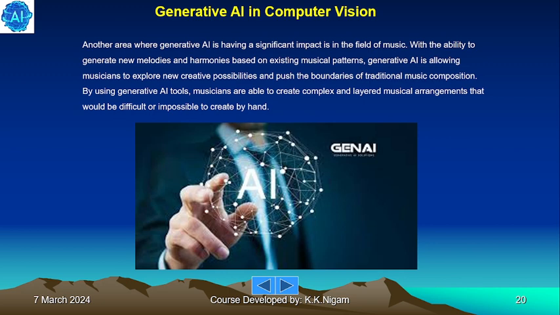Another area where generative AI is having a significant impact is in the field of music. With the ability to generate new melodies and harmonies based on existing musical patterns, generative AI is allowing musicians to explore new creative possibilities and push the boundaries of traditional music composition. By using generative AI tools, musicians are able to create complex and layered musical arrangements that would be difficult or impossible to create by hand.